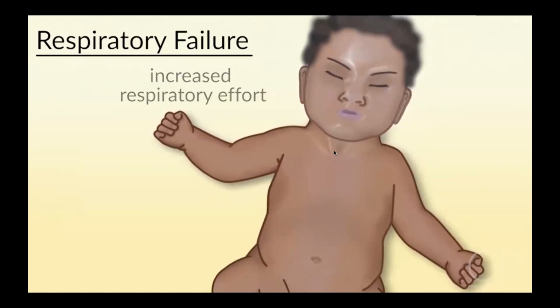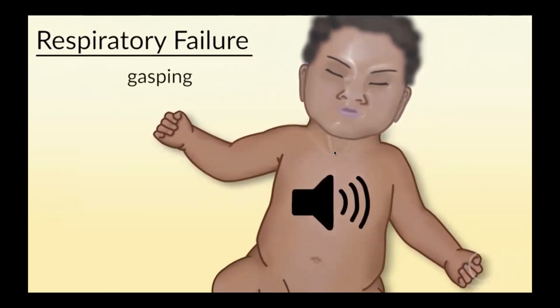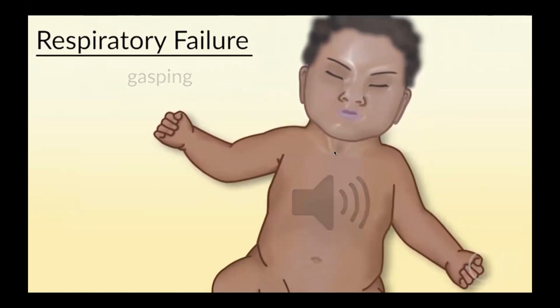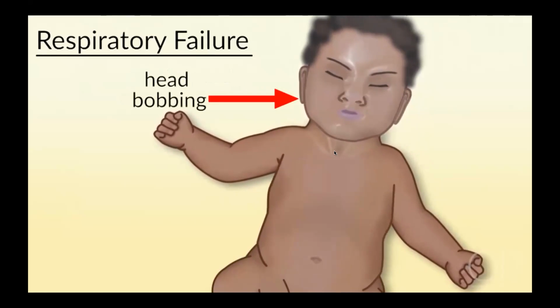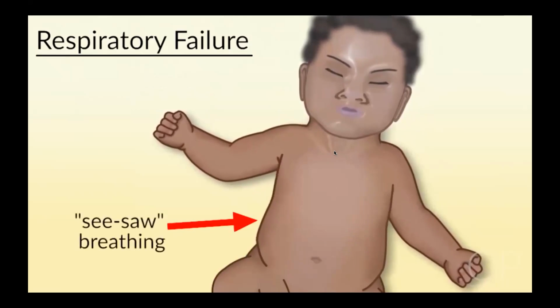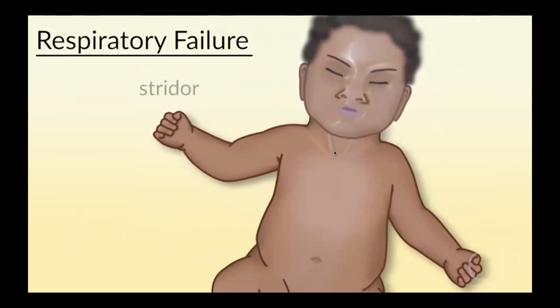In other words, lots of work for very little gain. This may be characterized by a sound of gasping when the child inspires, head bobbing, which is an exaggerated form of accessory muscle use in which the head literally will bob as the muscles of the neck and shoulders are trying to participate in gas exchange. Seesaw or paradoxical respirations, where the abdomen and chest move in the opposite ways than they usually do, and sounds of severe obstruction, such as stridor.